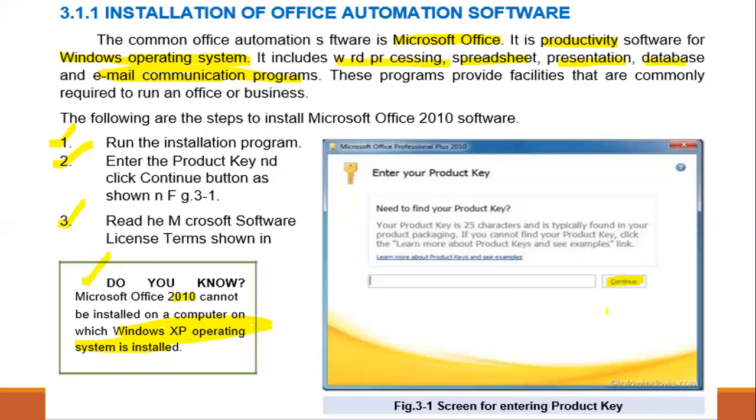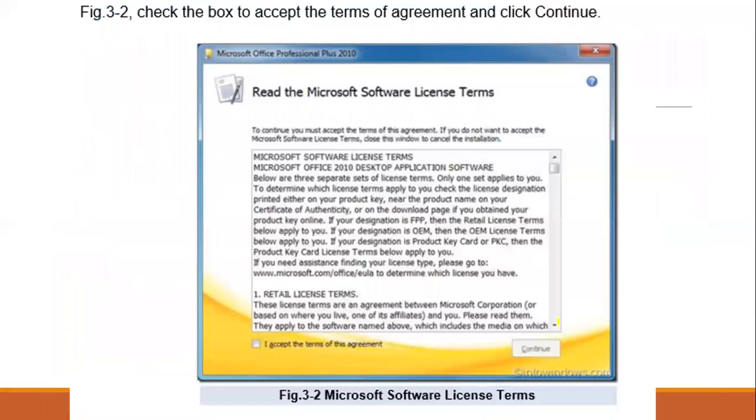Now, after pressing this continue button, you will see this software license agreement. Usually we don't read it, and simply we click on this box. Let me change the color. You have to click this box: I accept the terms of this agreement. After clicking this button, simply click on this continue button, which is present in front of it.